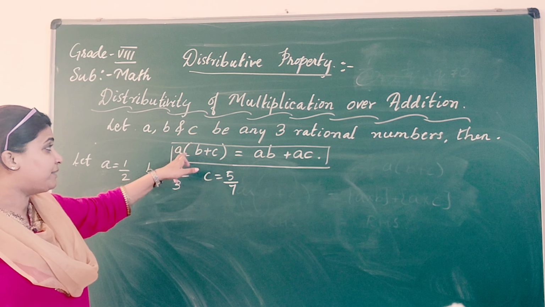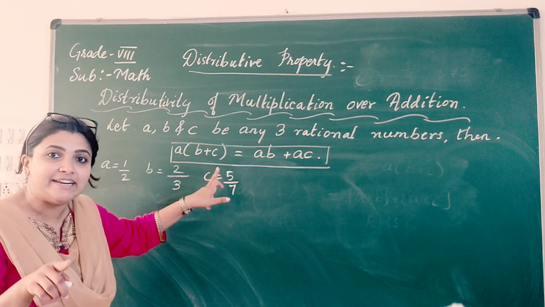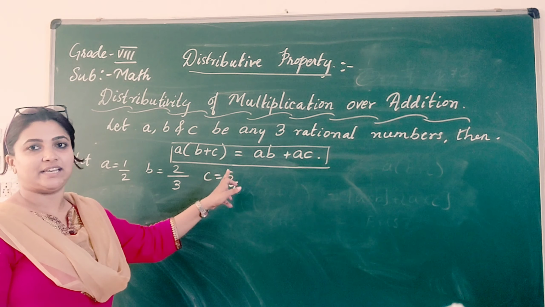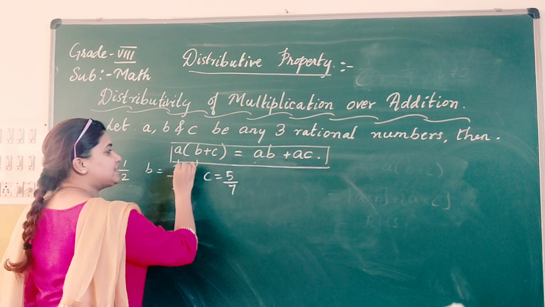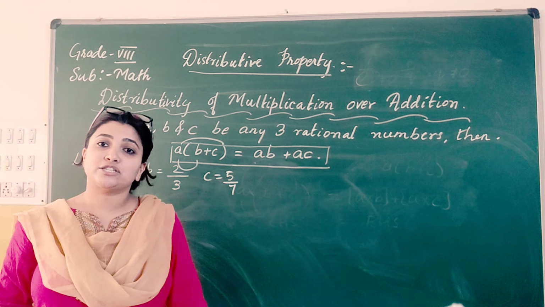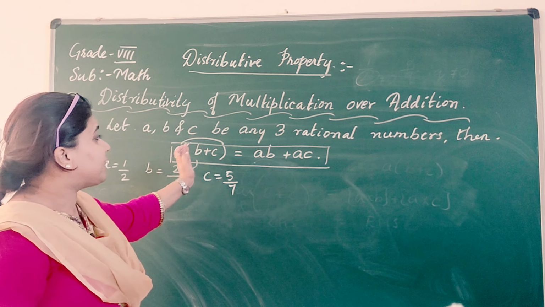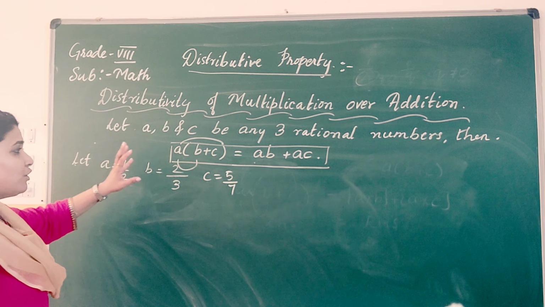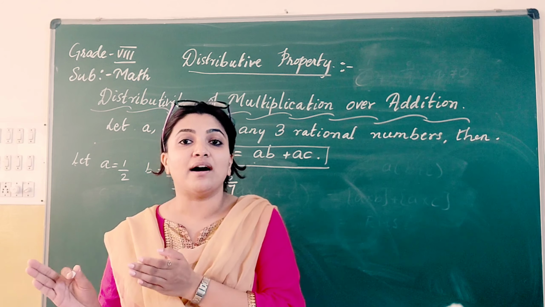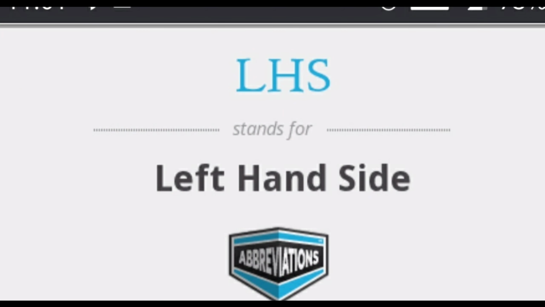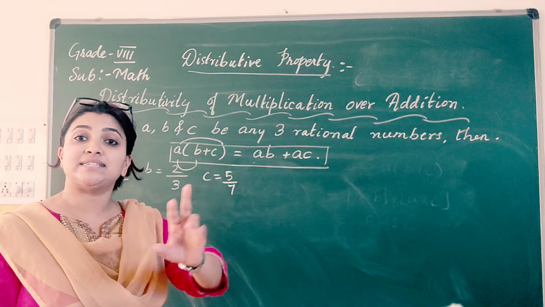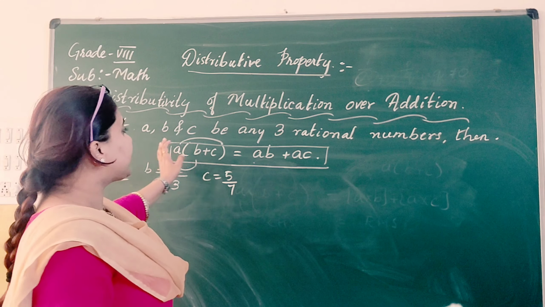Okay, of what? Multiplication over B plus C. Plus symbolizes addition. So A into B plus C is equal to A into B plus A into C. Okay? So A into B plus, as it is, A into C. This is called my distributive property of multiplication over addition. Okay. Now see children, how do I prove this property is true or not? For any property to be true, my LHS should be the same as my RHS, that is, left hand side should be the same as my right hand side, then only I can say that my property is valid. Clear?